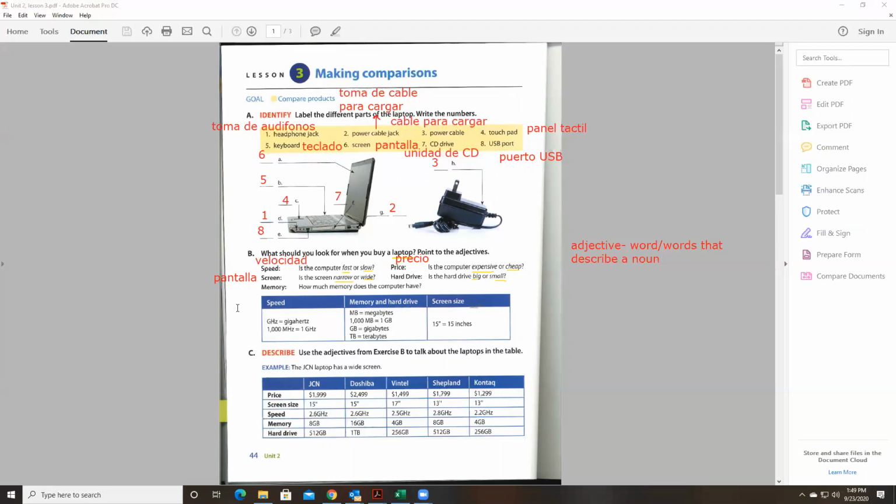Now we're looking at the hard drive. Hard drive se refiere básicamente a la memoria. ¿Cuánta memoria una computadora puede tener? So, is the hard drive big, grande, or small, pequeño? Hard drive and memory kind of go together, van juntos. How much memory does the computer have? ¿Cuánta memoria tiene? The higher the memory, the bigger the hard drive.